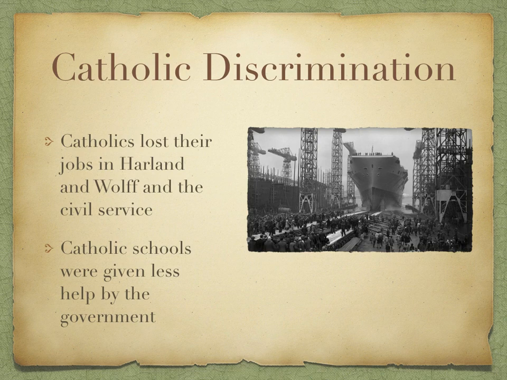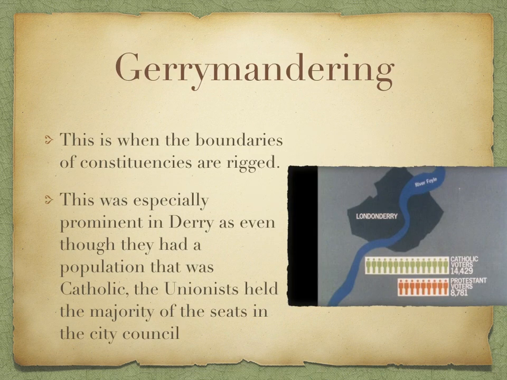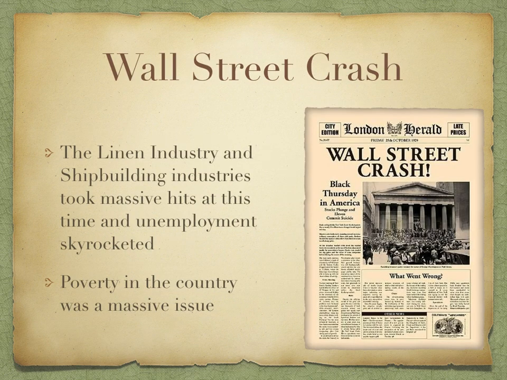were better looked after. One of the big issues as well was gerrymandering. So this is when boundaries of constituencies are rigged, and this was especially prominent in Derry. Derry had a majority population that was Catholic. However, the majority of the seats within Derry went to Unionists because they rigged the boundaries so that most of the seats would go to Protestants or Unionists.